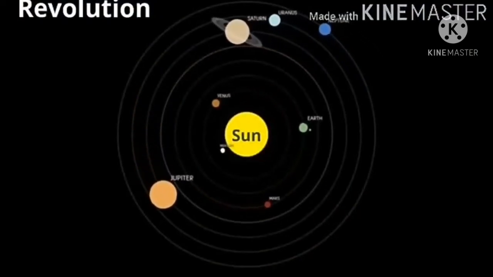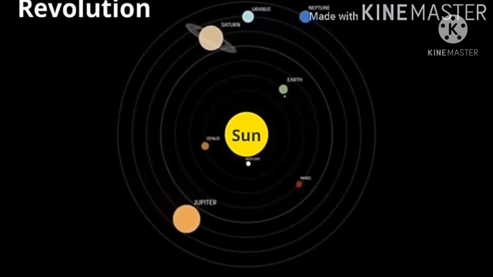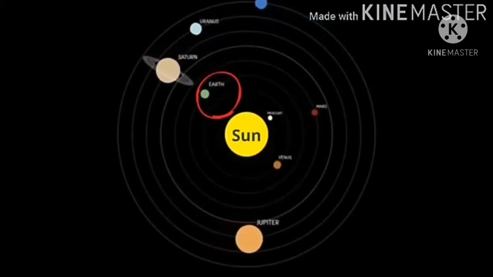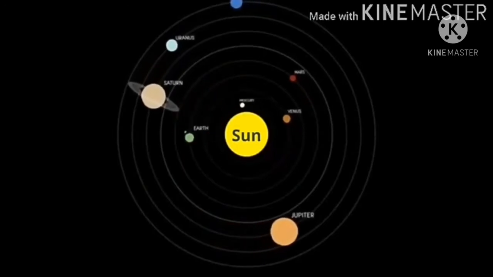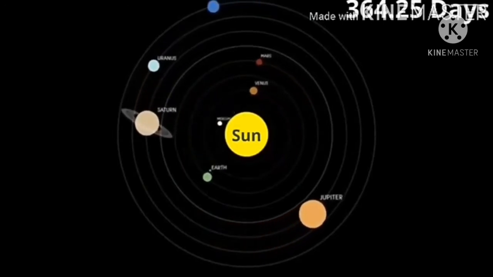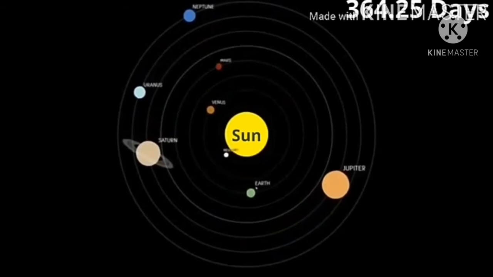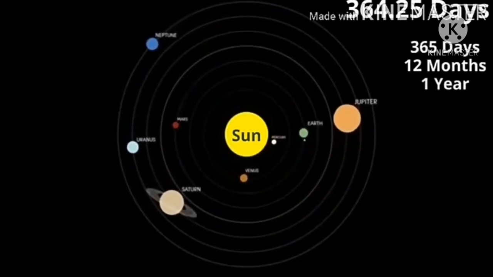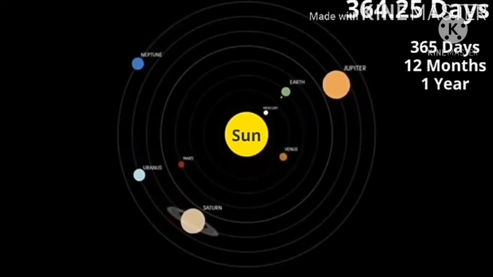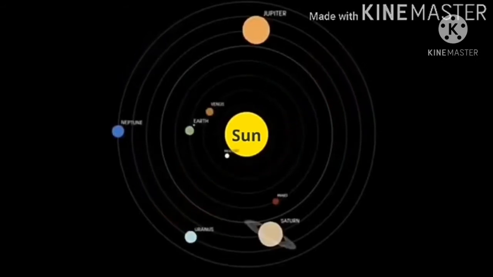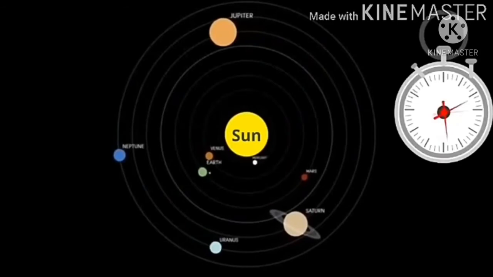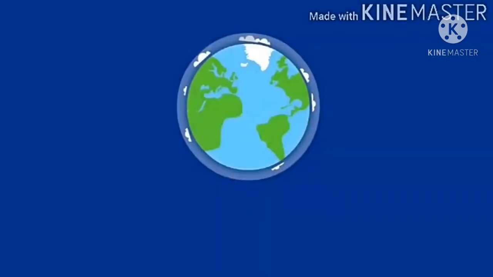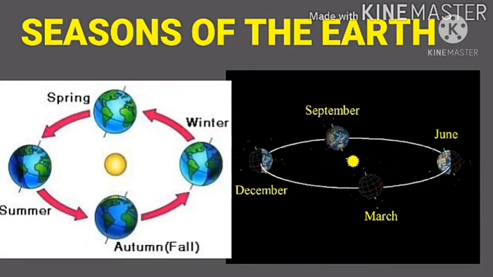In our former class on the solar system, we discussed the movement of the 8 planets around the sun. So the earth revolves around the sun. The earth and other planets revolve around the sun, and this revolution takes the earth 365 1/4 days to complete. That is 1 full year. So the earth revolves around the sun in 365 days.